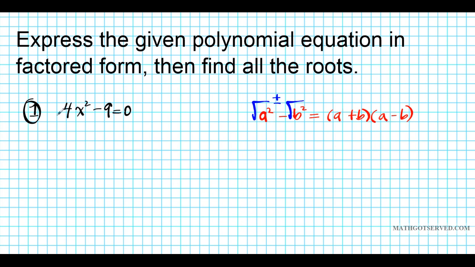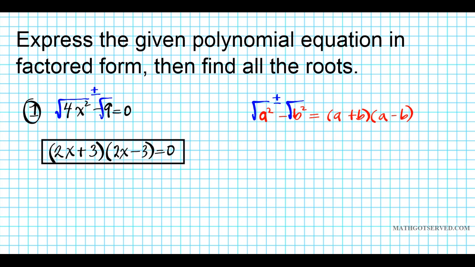Alright, so let's go ahead and factor this. To do that, we're going to take the square root of the first term and the last term, and then express the roots as a sum and a difference. So what do we have? The square root of 4x², the square root of 4 is 2, the square root of x² is x, plus, square root of 9 is 3, times, and then the same thing but difference this time, 2x − 3 equals 0. So this right here is the factored form. This is one of the answers that we desire. Let's write this down, factored form.